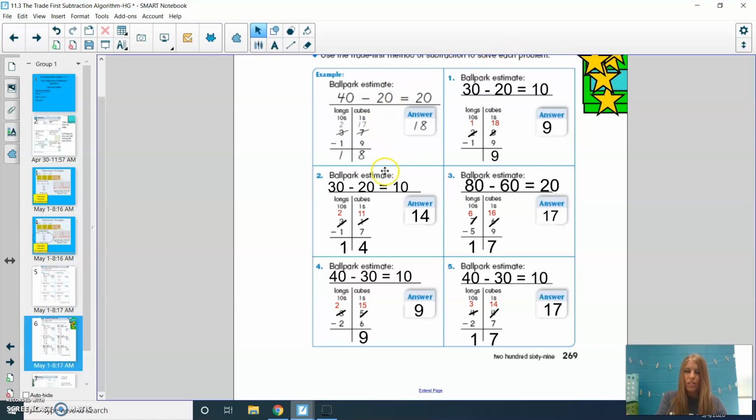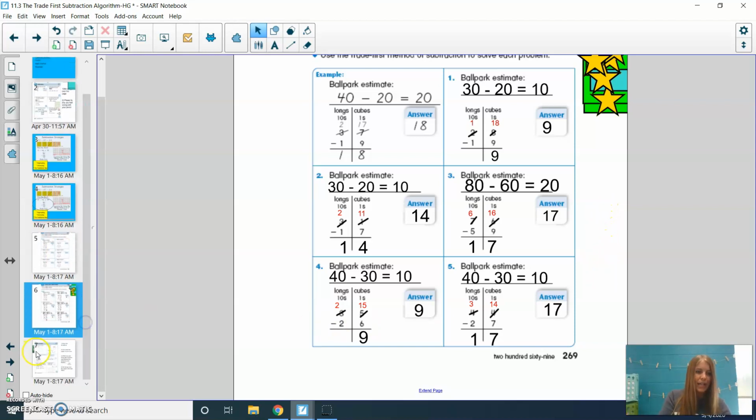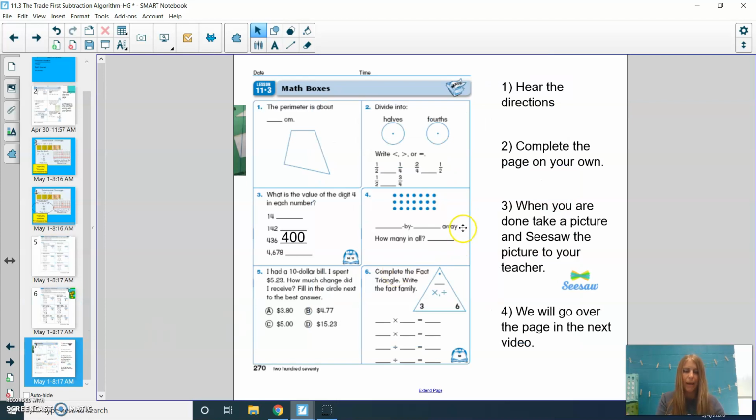If you have any questions, you can ask your classroom teacher. Otherwise, if you want more practice, you could make up more problems like this on the side. The last thing that we're going to do today is take a look at our math boxes. So for question number 1, and again, this is on page 270 for our math boxes.